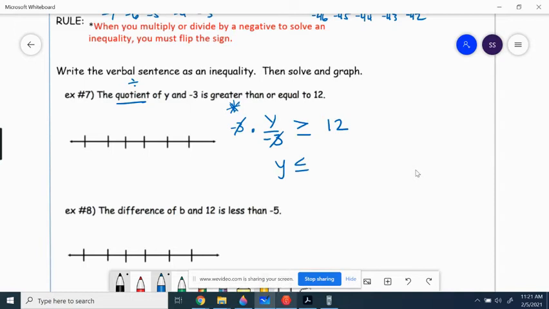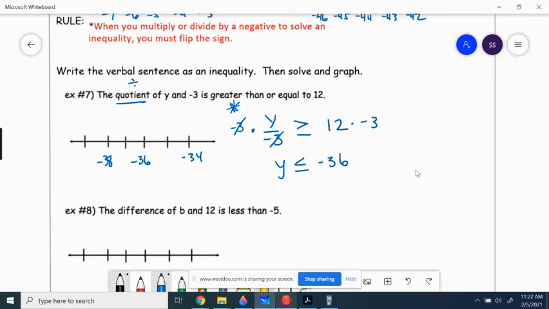And now if I multiply by negative 3 on one side, I need to do it on the other side. So I'm left with negative 36. So we have y is less than or equal to negative 36. So let's put negative 36 in the middle here, do negative 34, and negative 38 here.